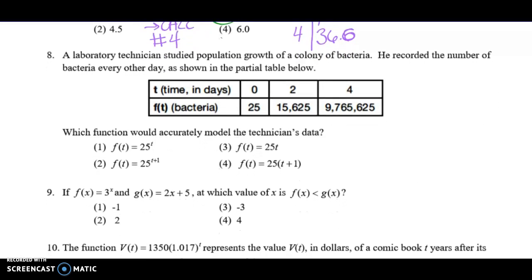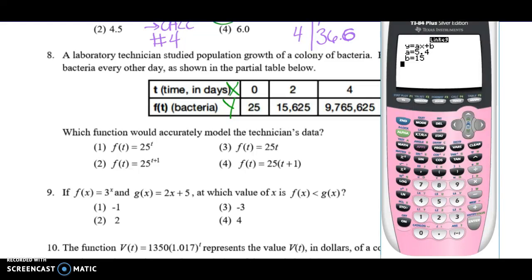Number 8. A laboratory technician studied population growth of a colony of bacteria. He recorded the number of bacteria every other day as shown in the partial table. Which function would accurately model the technician's data? So I know the table they've given me, top row is x, bottom row is y. I also have a calculator. So we are literally just going to put each one of them into our y equals and compare the tables.